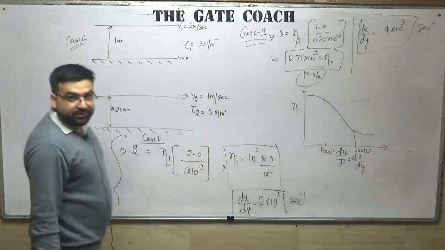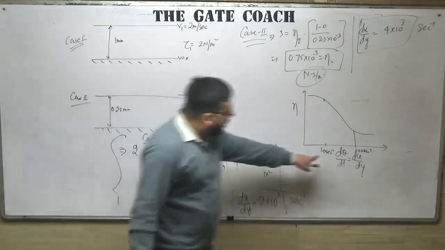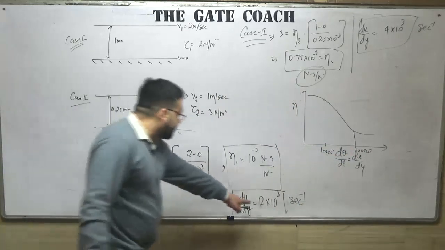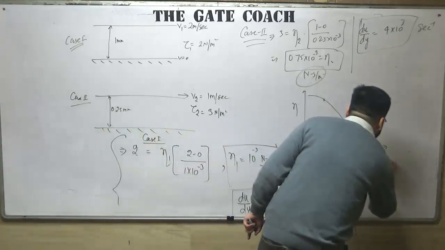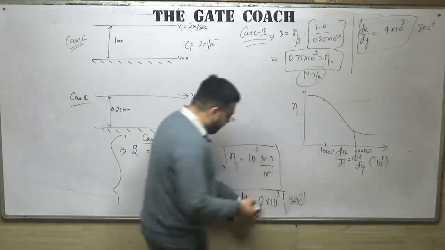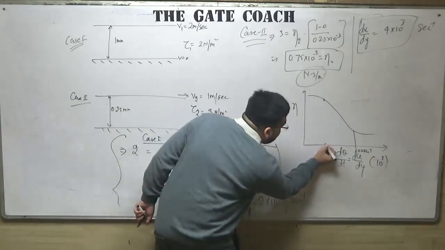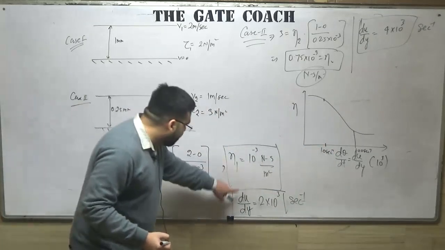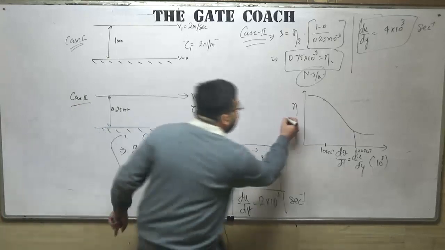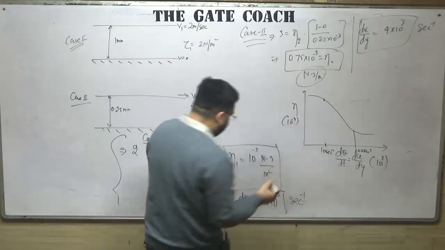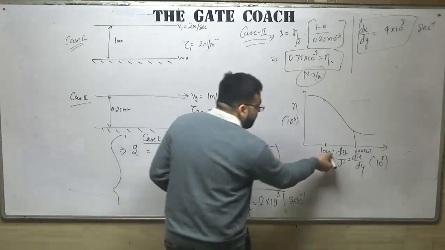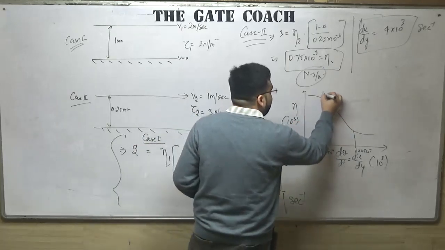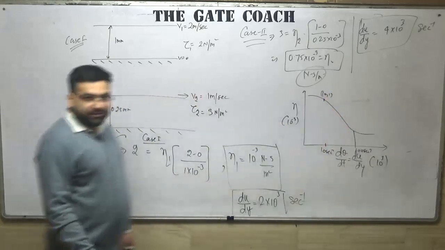Now let us look at this. Let us draw du by dy on the x-axis. So du by dy in the first case is 2 into 10 raised to power 3, and let us say we are putting 10 raised to power 3 as the unit. So it will be 2 here, and for 2 the value of eta you are getting is 10 raised to power minus 3. It means 1 into 10 raised to power minus 3, so it will be equal to 1 somewhere here. So here it is, that is the ordinate of this point.